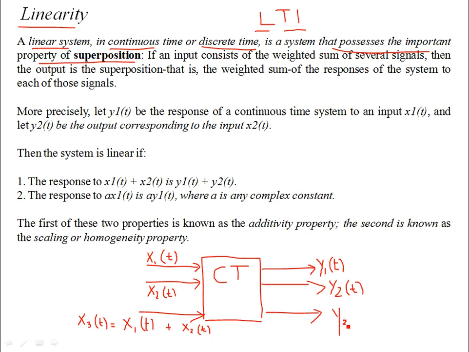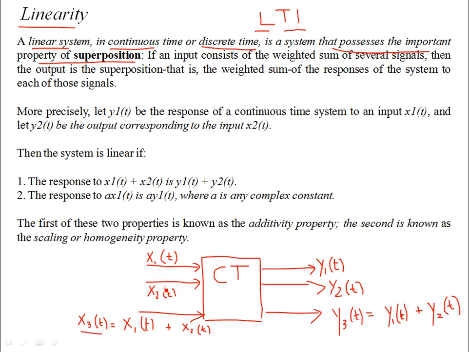So if y3(t), which is the response of the system to the input x3(t), is equal to y1(t) plus y2(t), then the system is linear. That means the individual outputs for the individual inputs x1 and x2 are y1 and y2, and they just got summed up. So this is superposition.